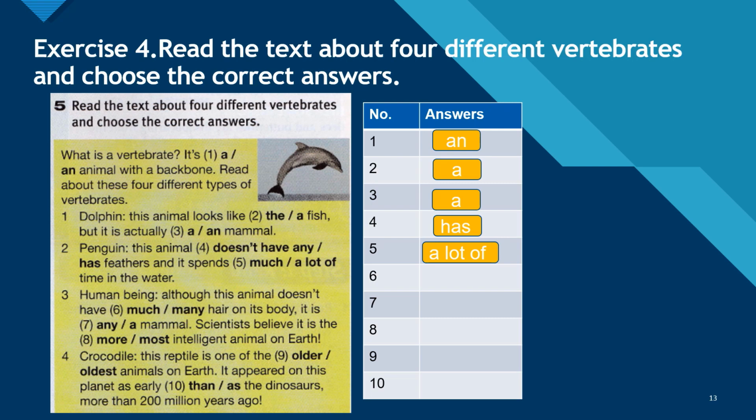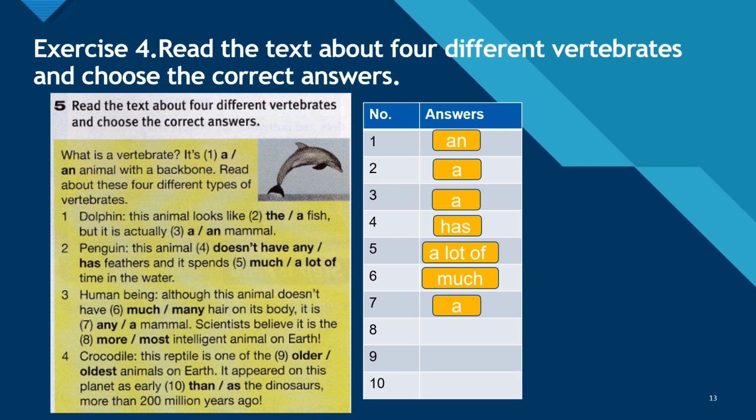Human being. Okay, now we are at number 3. Human being. Although this animal doesn't have much or many hair, in a negative sentence we can use much or many, but look at the hair. Hair is uncountable, so we use much. Okay, much hair on its body. It is a mammal.